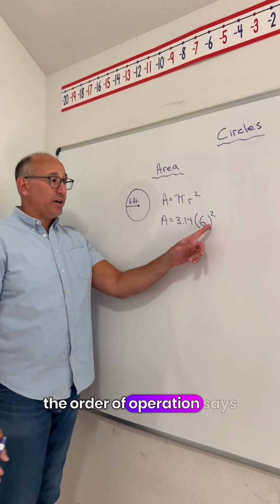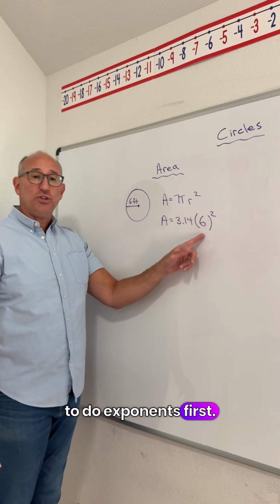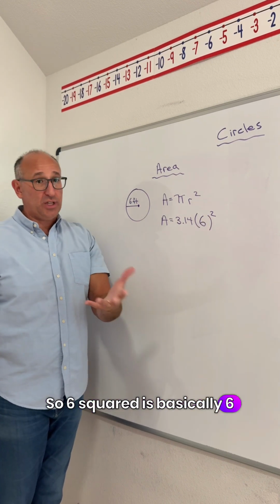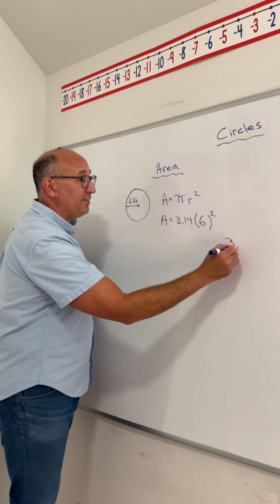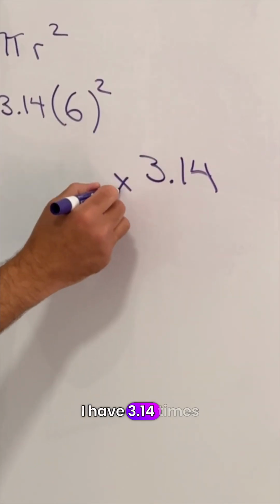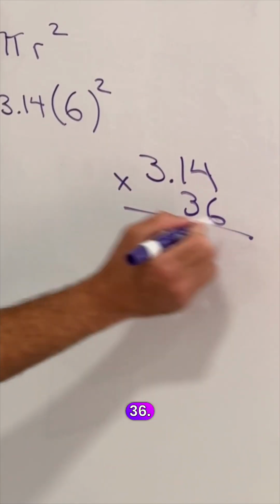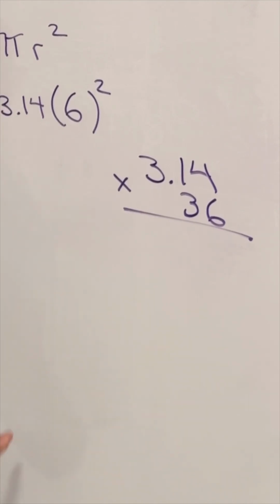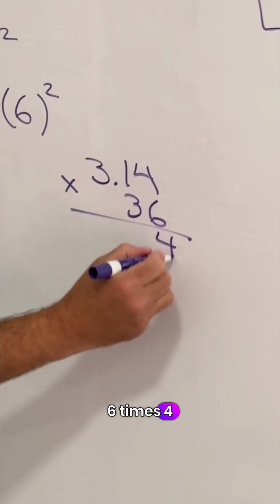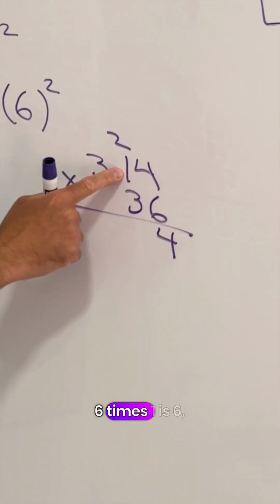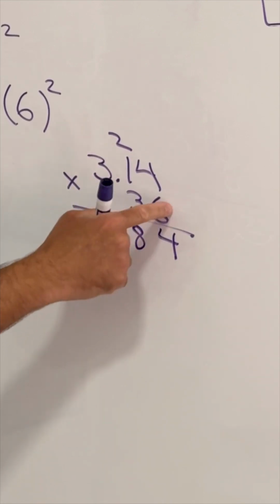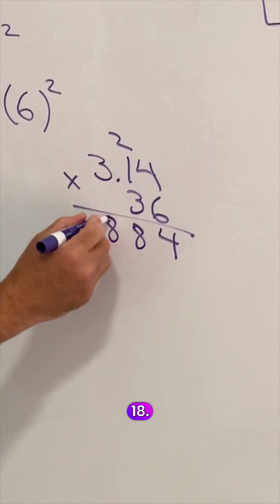Now, the order of operations says you have to do exponents first. So 6 squared is basically 6 times 6. So what do I have? I have 3.14 times 36. Let's do the multiplication and get our answer. 6 times 4 is 24. 6 times 1 is 6, plus 2 is 8. And 6 times 3 is 18.